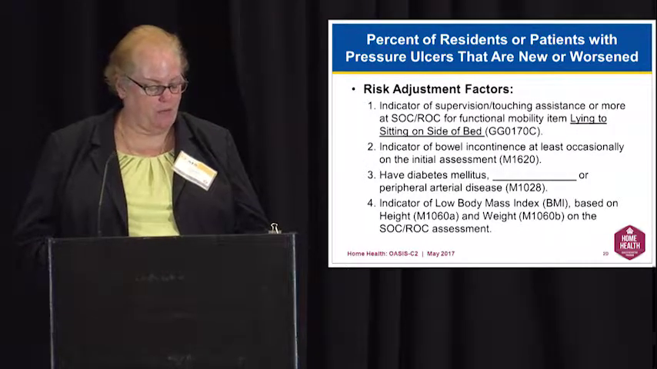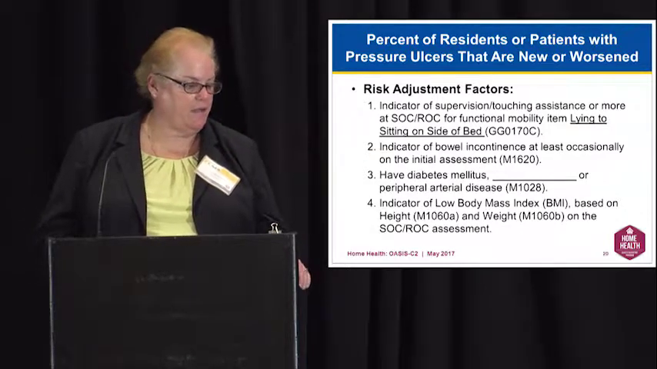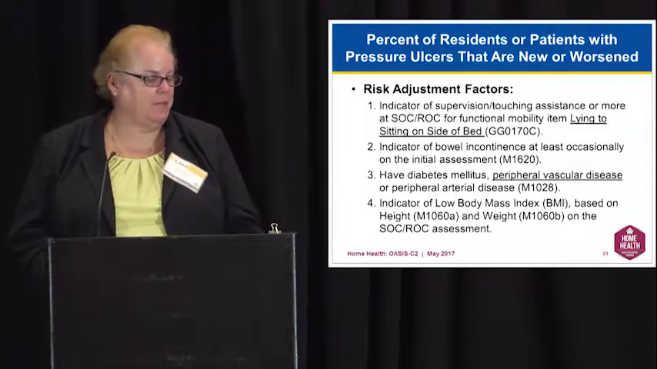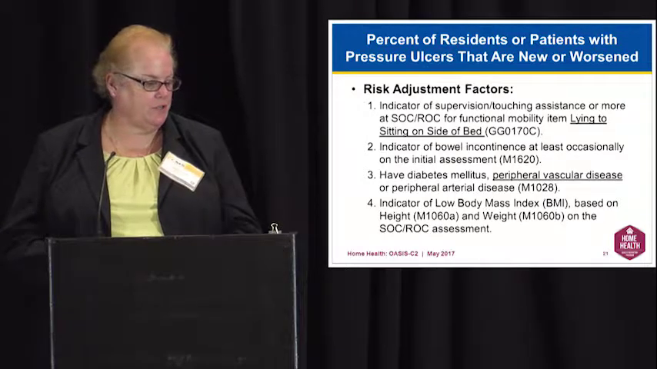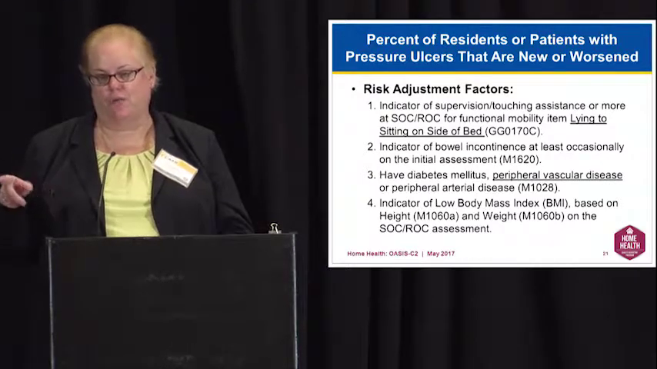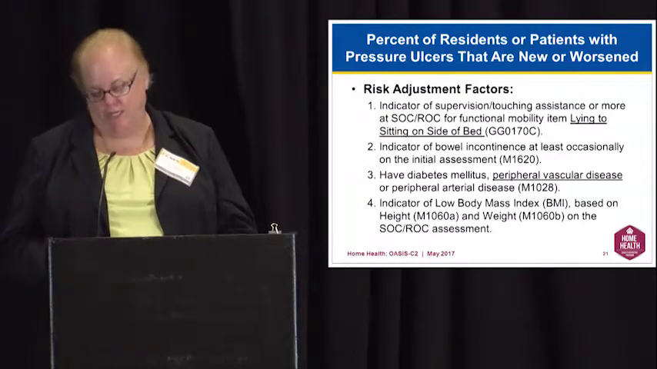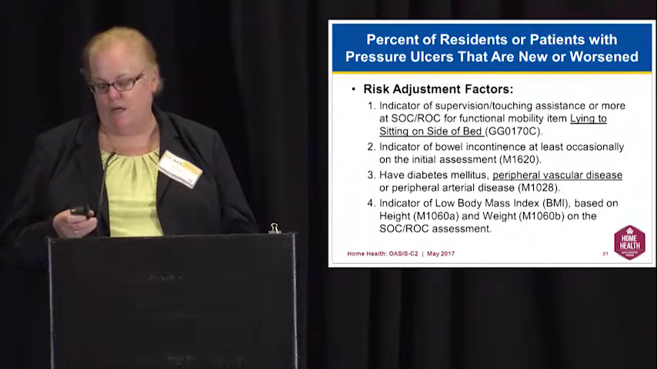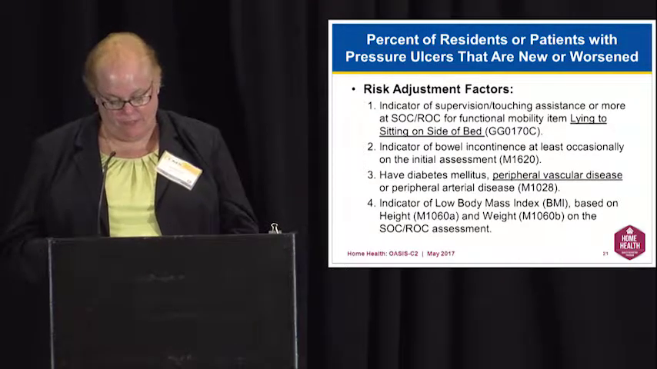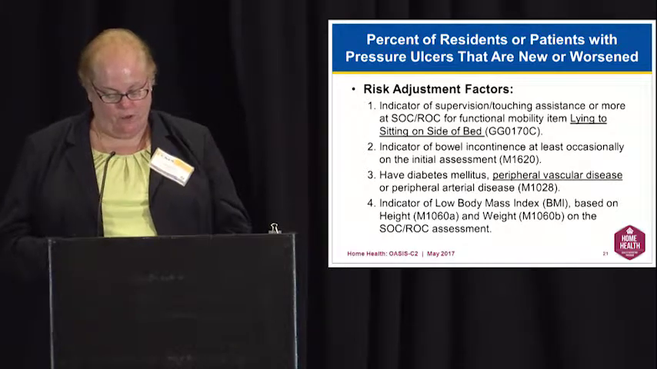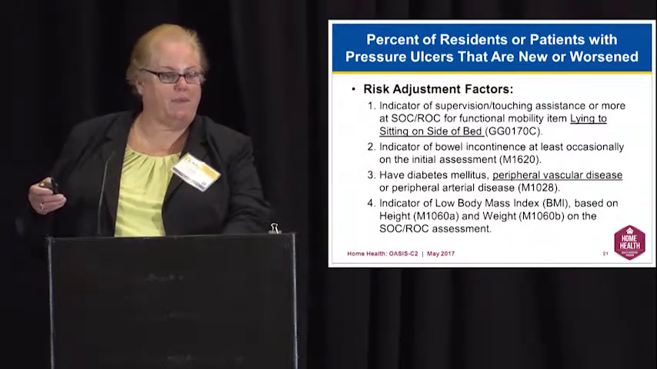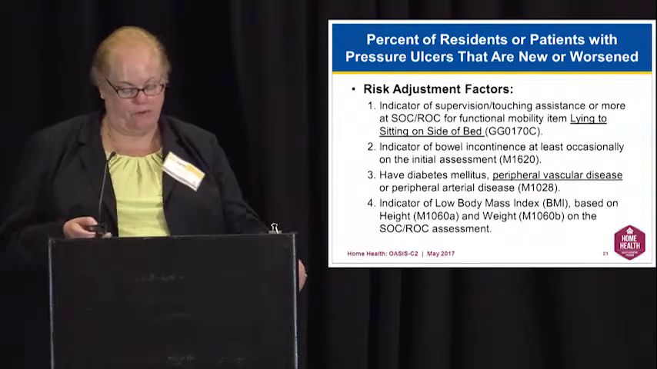So yes, you are correct, lying to sitting on the side of the bed. And then we have diabetes mellitus, peripheral vascular disease, or peripheral artery disease, and that would be coded at M1028. Again, we're going to go into more detail on coding of these and all of the criteria around it tomorrow. And then, of course, we have the low body mass index. Notice it doesn't have anything about a high BMI, it's just low BMI for this particular measure.